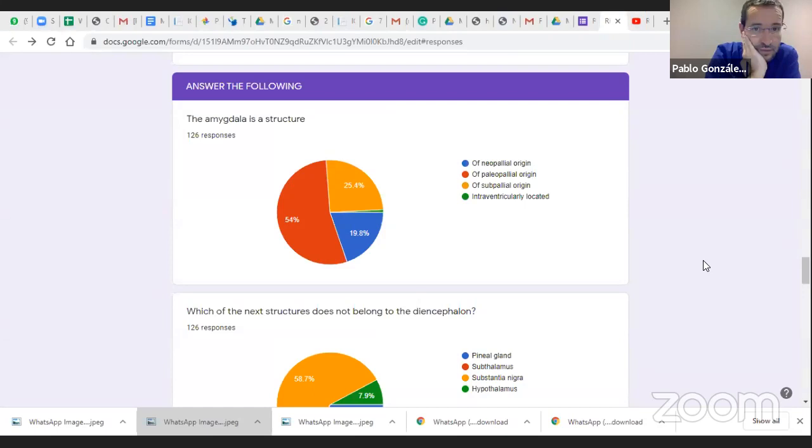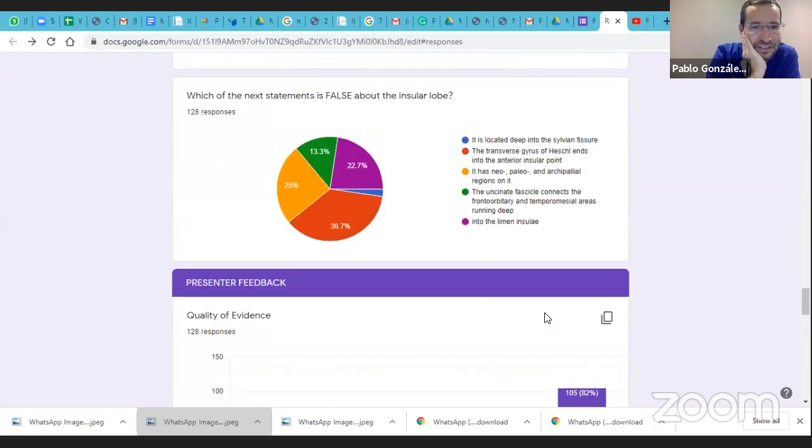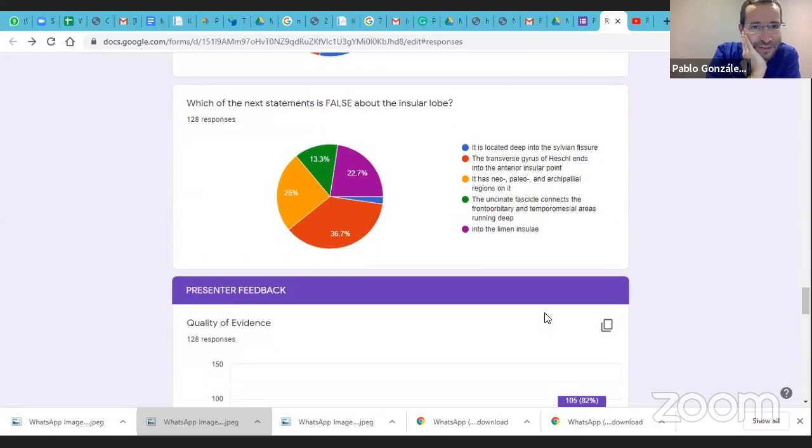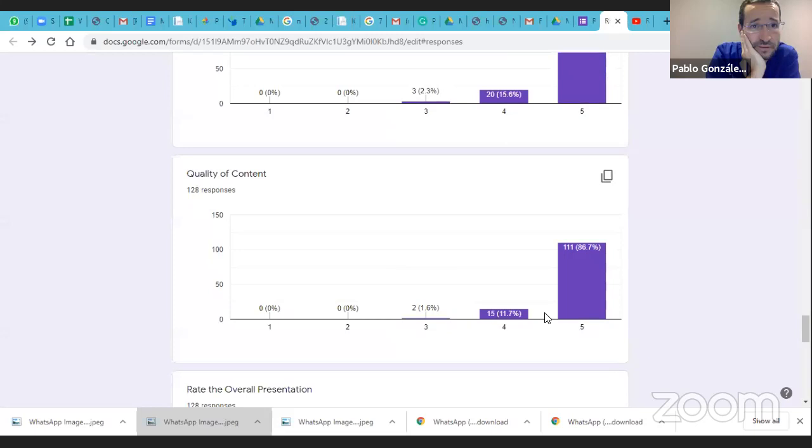Okay, so the first one, paleopallial origin, you were good. Second one, the diencephalon is not composed by the substantia nigra, you were good also. And now I'm happy to see that most of you changed your mind and went to the correct answer, transverse gyrus facial. So you will hire me again, Salman, after this?